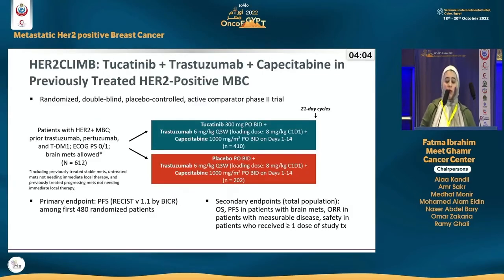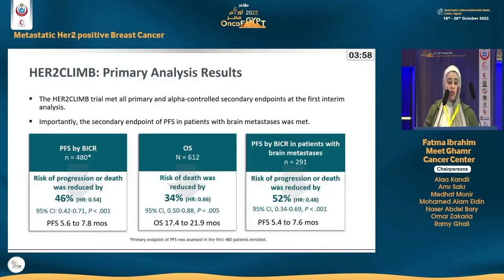HER2CLIMB study, it's about tucatinib plus trastuzumab plus capecitabine in previously treated HER2-positive metastatic breast cancer. We can see that risk of progression was reduced by about 46%. Progression-free survival improved from 5.6 to 7.8 months. Overall response rate was also improved from 17 to 21%. Risk of progression was reduced by 52% in patients with brain metastasis.